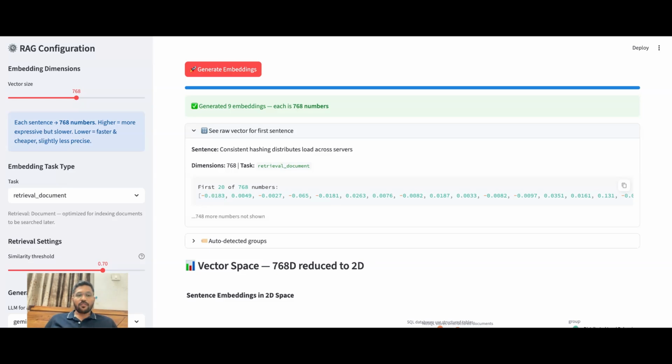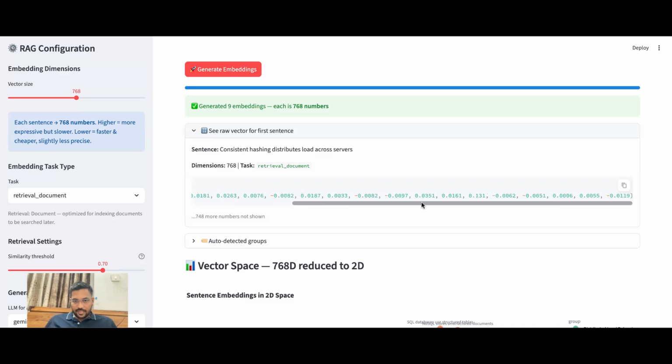For example, if we want to represent apple, then apple can be represented by multiple aspects, like redness, then size, then edibility. So these can be multiple aspects of the language, and based on that particular object we will get values for those aspects. So for this sentence we got 768 values. Okay, out of these 768 values, for representation purposes we are showing 20 values.